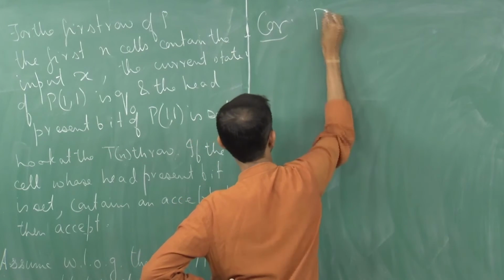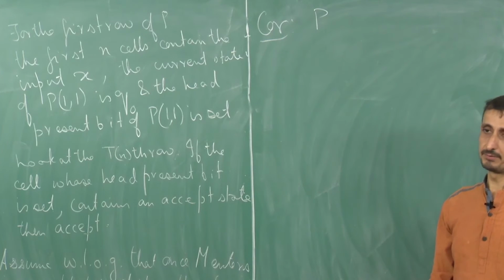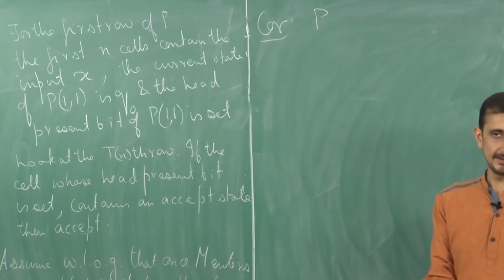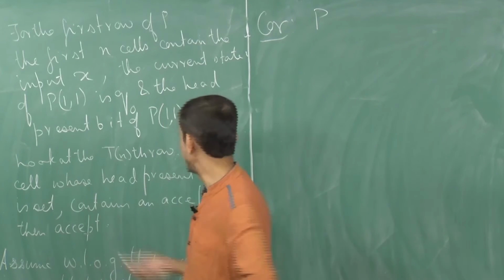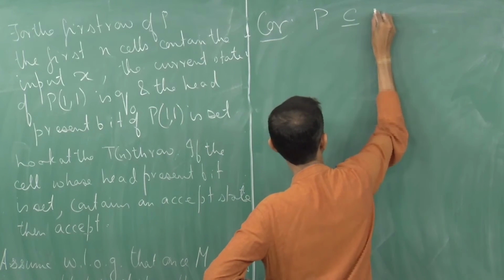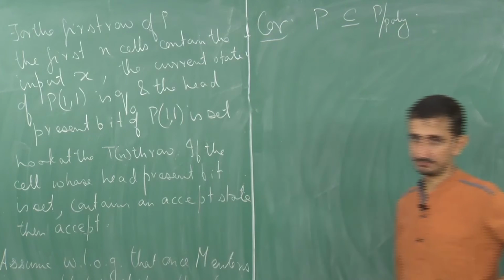If I take a Turing machine which runs in polytime, let us say in n to the power k time, it can be simulated by circuits of size n to the power 2k, which is again polynomial. Okay. So, P is in P/poly.